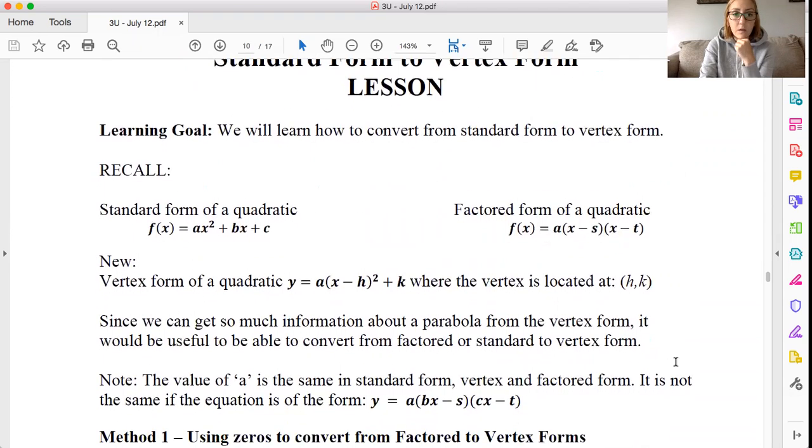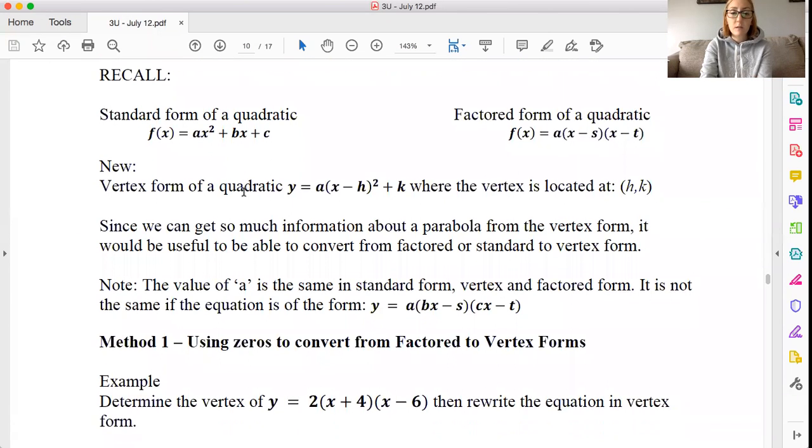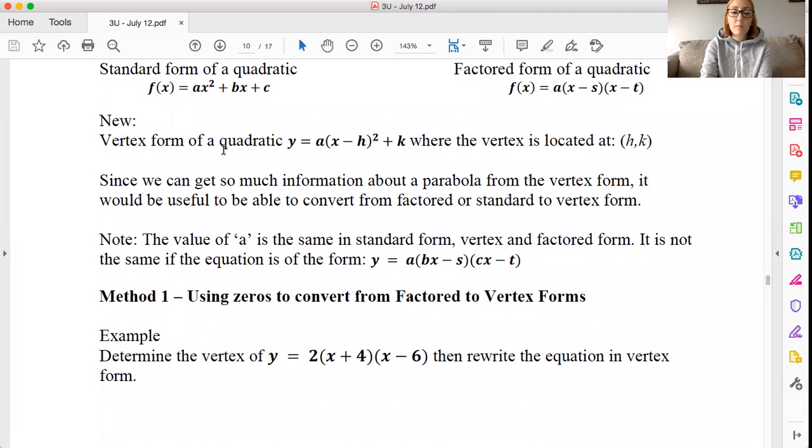Okay, so just to recall, we have our standard form of a quadratic, that's in the form of ax squared plus bx plus c. And then our factored form, which is f of x equals a(x minus s)(x minus t). So we have our new form that we're going to look at, and we did look at that either on Friday or Monday, depending on the group. It would be in that similar form where the vertex is located at (h, k). So everybody should know that.